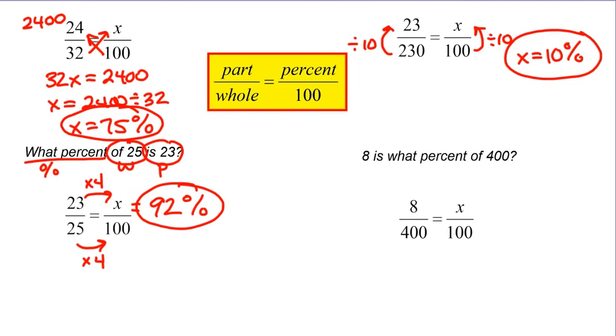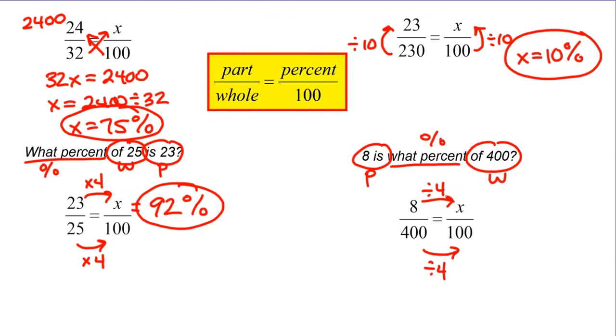And lastly, 8 is what percent of 400? 8 is, that's the part, of 400, that's the whole, and then what percent? The percent is missing. So I put all the pieces in this proportion, and then I can solve. Again, a nice horizontal relationship here. 400 divided by 4 is 100. So 8 divided by 4 will tell me what X is, and 8 divided by 4 is 2. And again, I'm looking for a percent, so I put 2%. 8 is 2% of 400.